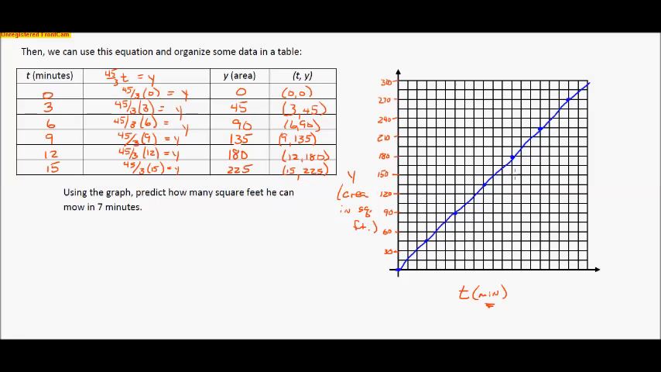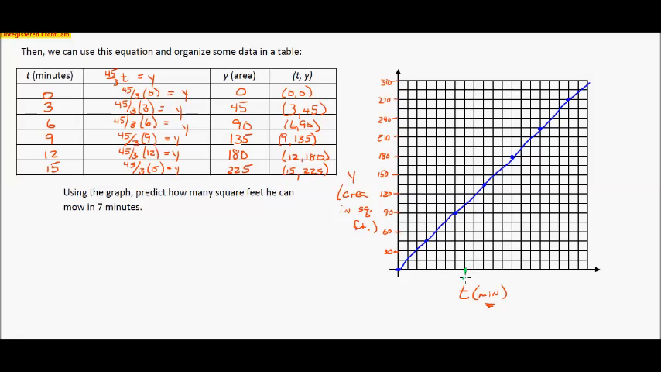Now you guys are going to use a ruler, so yours is going to be perfectly straight. I did the best I can with this little drawing pad that I have here hooked up to the computer. What that's going to allow me to do is predict how many square feet he can mow in 7 minutes. I'm going to switch over to green here, and I'm going to find 7 minutes along the bottom. 4, 5, 6, 7. Right here would be 7 minutes.